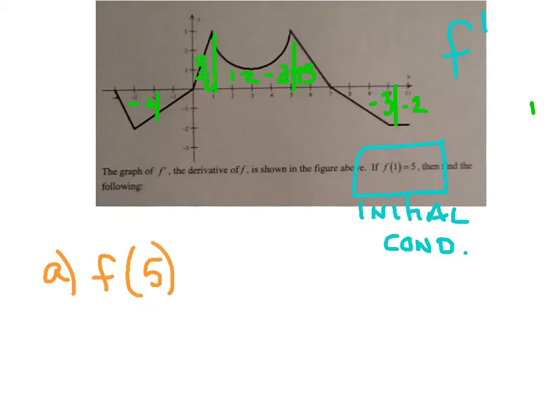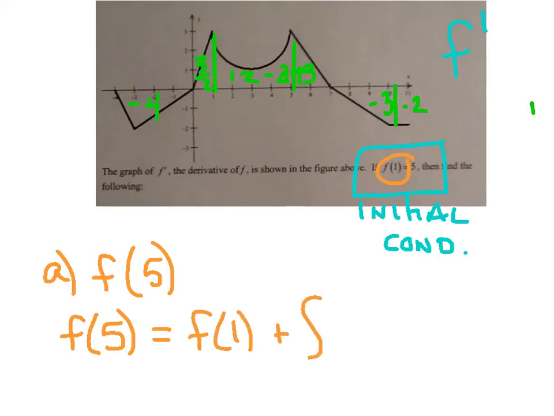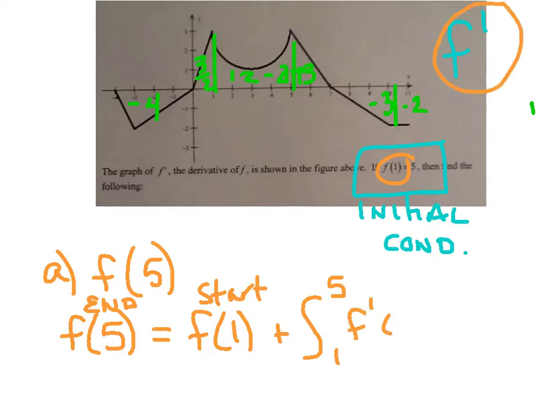So remember, according to our first fundamental theorem, to get what we want to find, we simply have to set that equal to the initial condition, and if we look, that's our f of 1, plus the integral from what we want to find. Our start, remember, our initial means where you're going to start, that's always your lower bound, and our end value is our upper bound, we want to find 5, and we are integrating f prime of x dx.